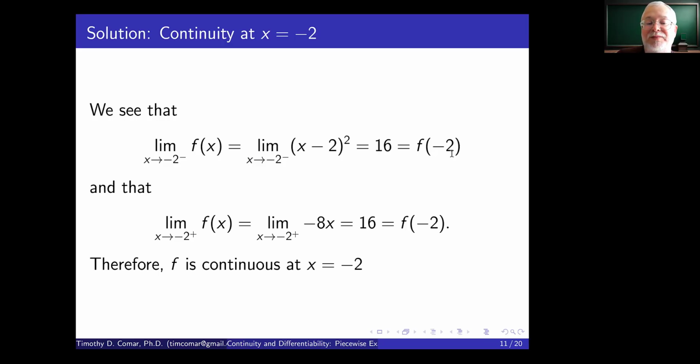Pretty straightforward to compute. We can also compute the right-hand limit here, but if we're computing the right-hand limit, we're going to need to use the -8x as our definition of our function here. And again, we get a value of 16, which equals the function value, which equals the left-hand limit. Our function is continuous at -2.